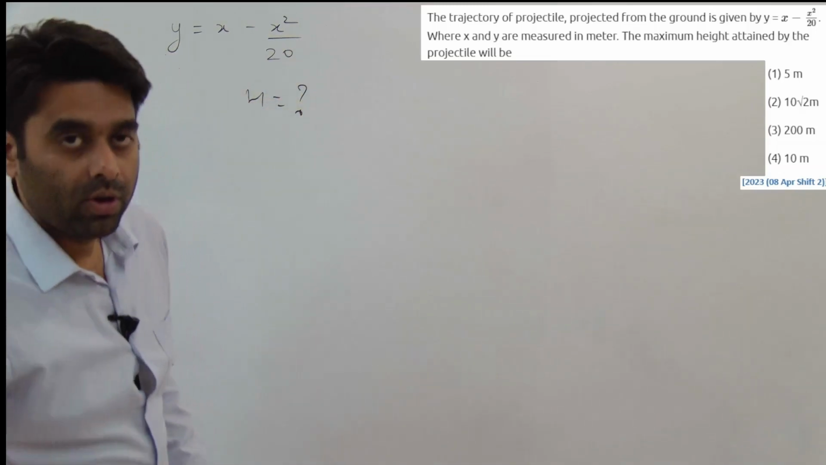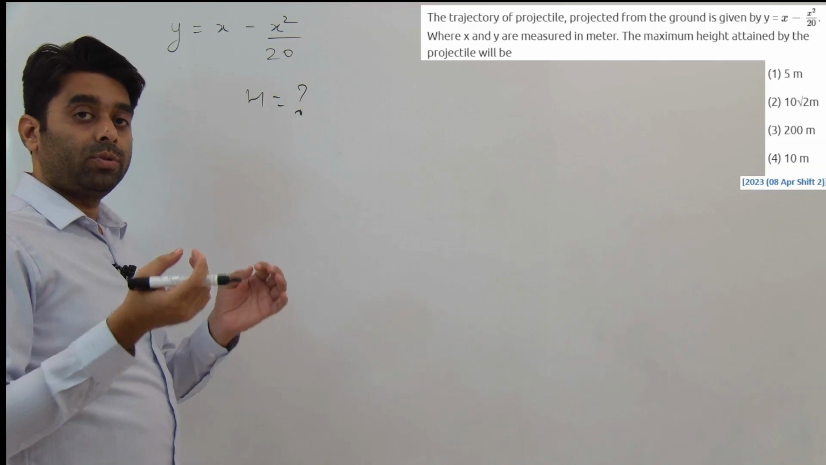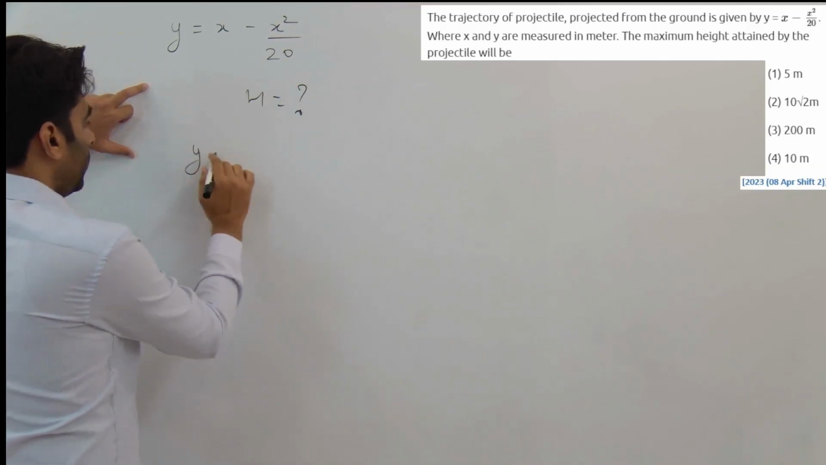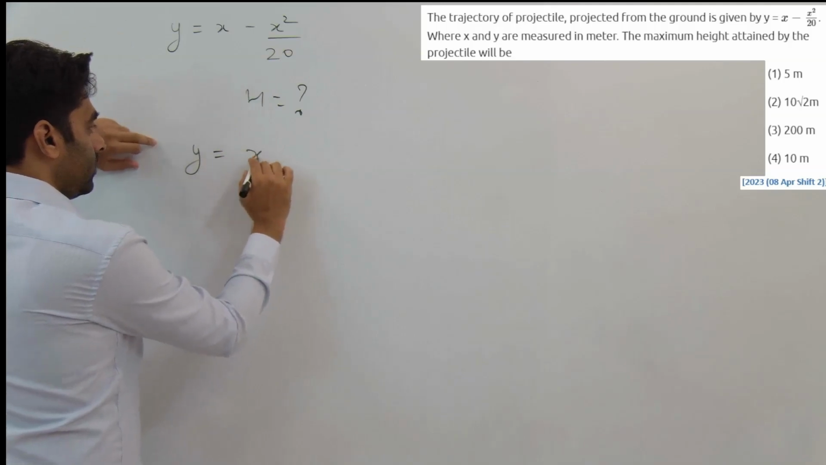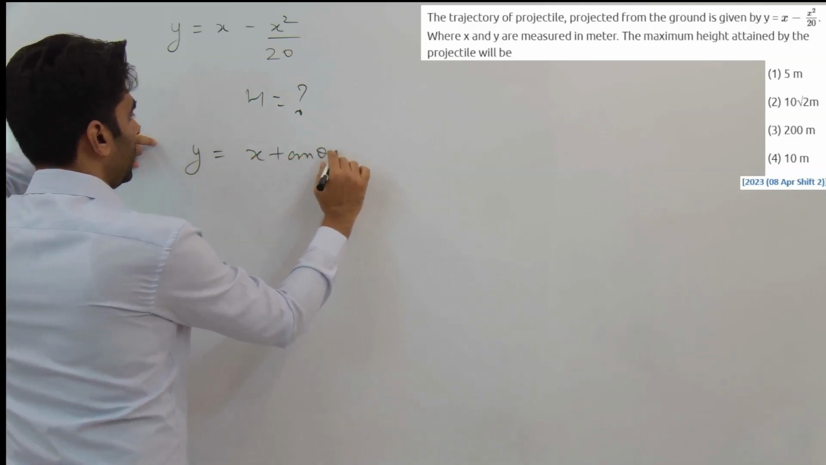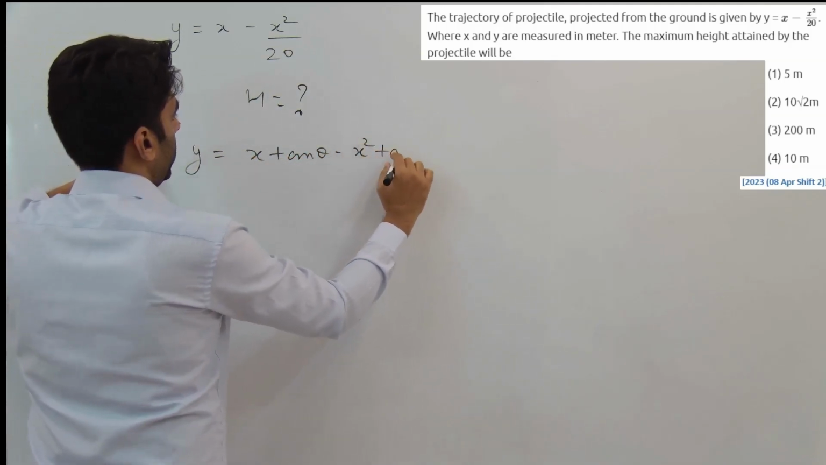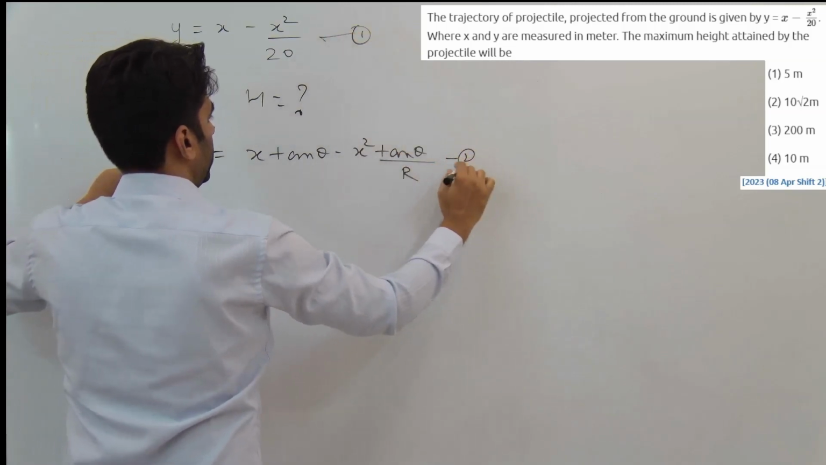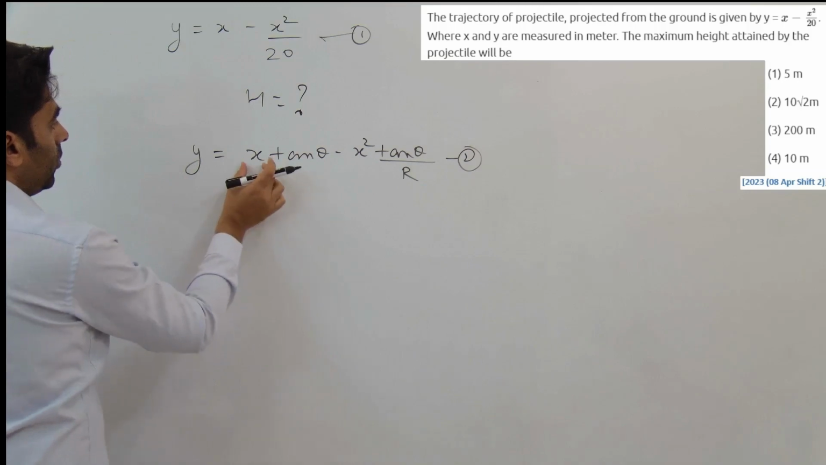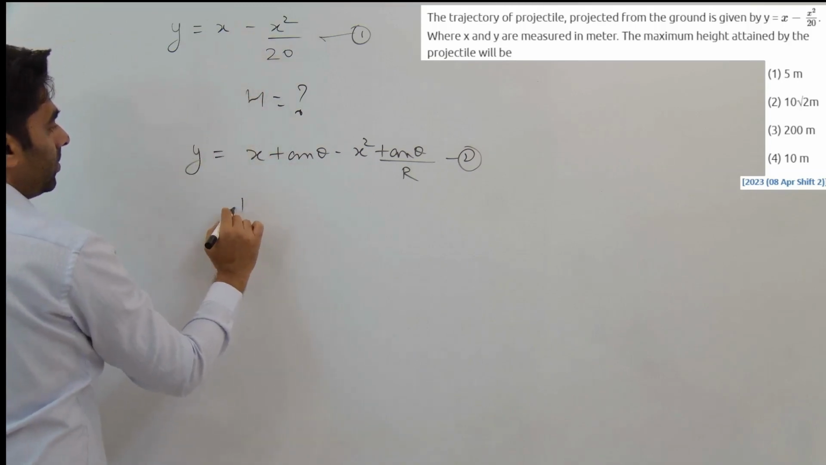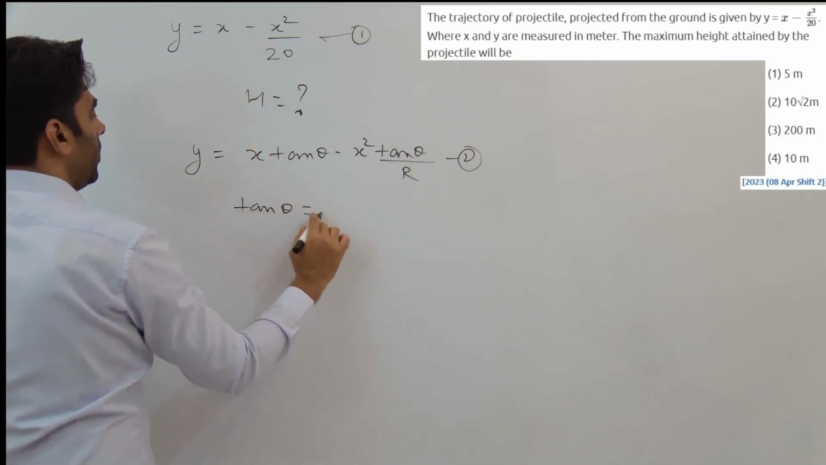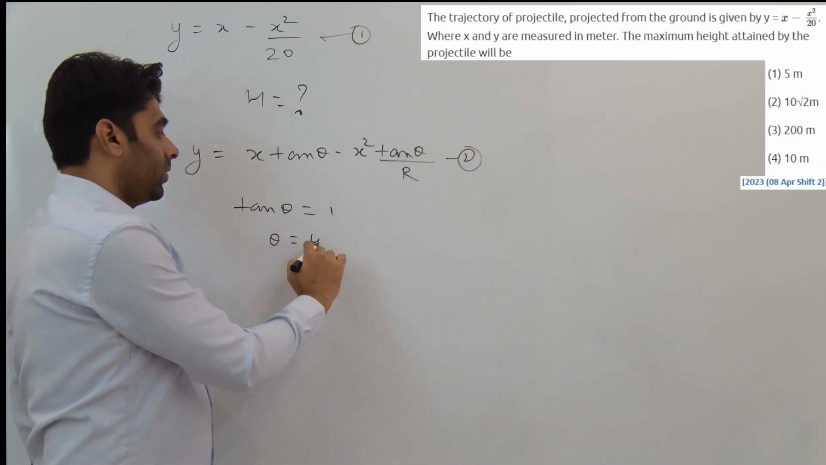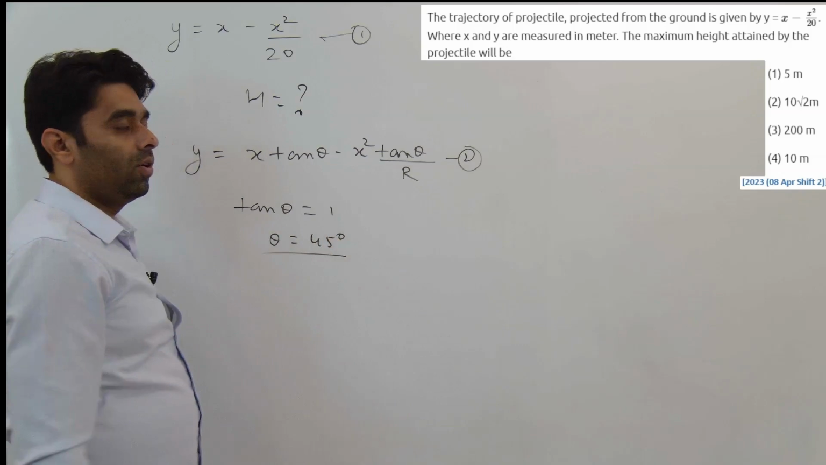Okay, let's see what is our projectile equation. The trajectory equation that we know for projectile, we can write as y equals x tan theta minus x square tan theta by r. Let's compare these two. When we compare, your x coefficient is 1, that means your tan theta value is 1. Tan theta 1, that means your theta value is 45 degrees. Angle of projection is 45.